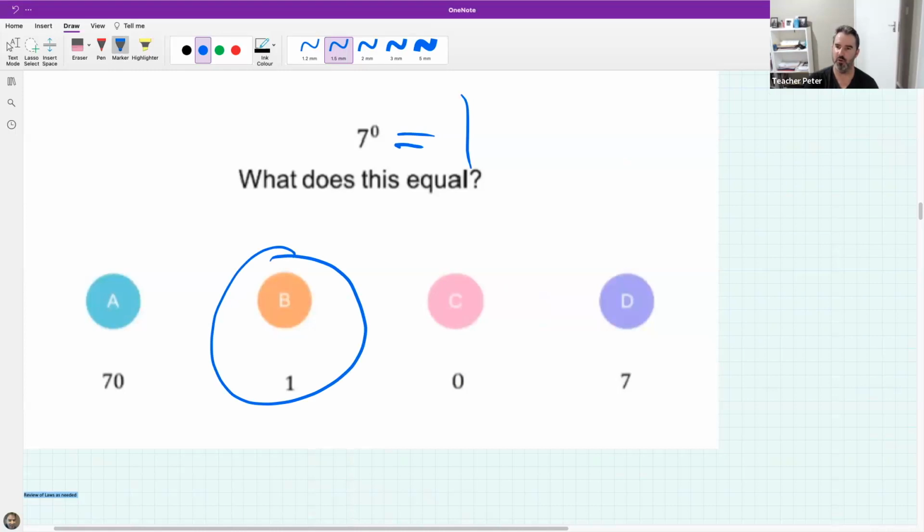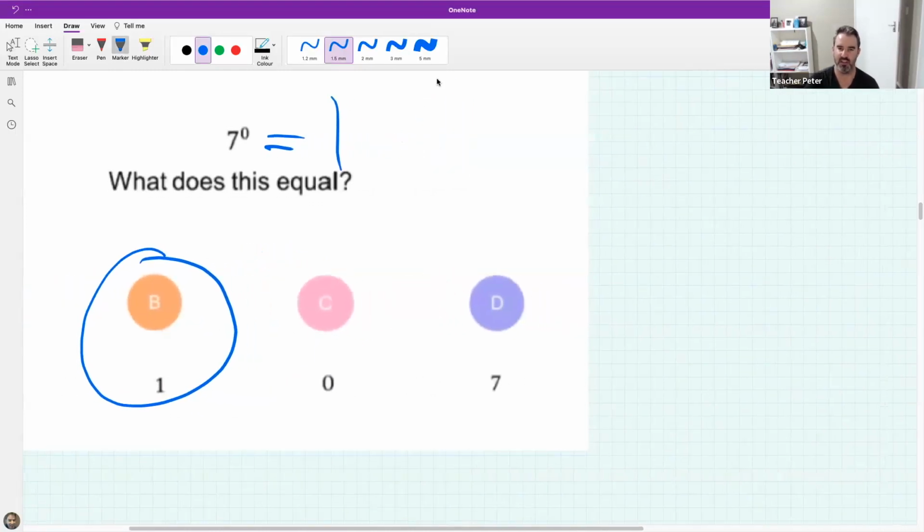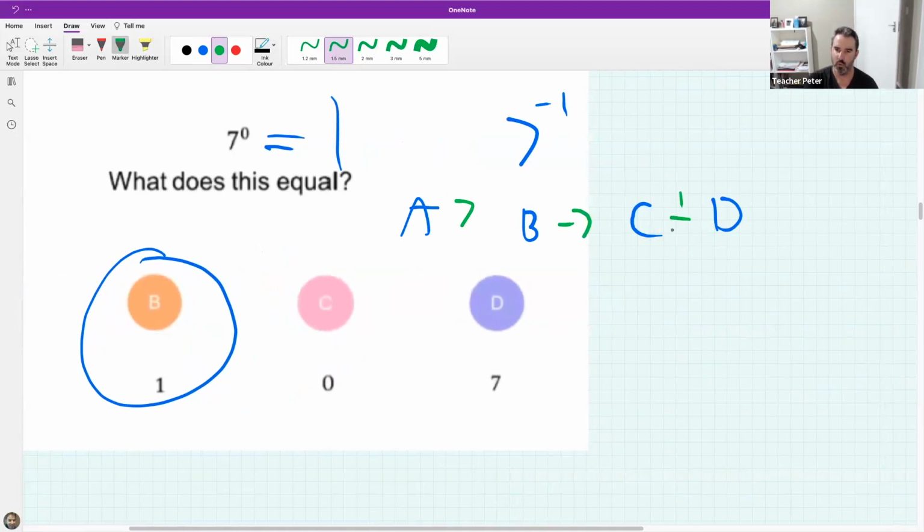Okay, now I want to do a remix question of my own for the second definition. If I said to you, what is 7 to the minus 1 equal to? And the options you have are minus 7, 1 over 7, or minus 1 over 7. Which of those options is going to be the same as 7 to the minus 1?